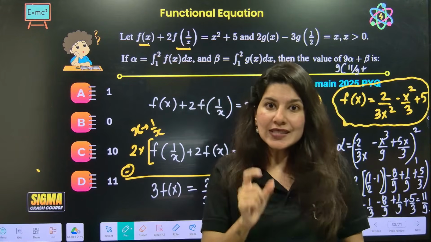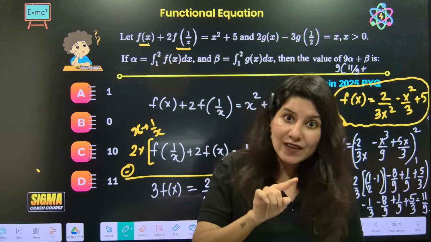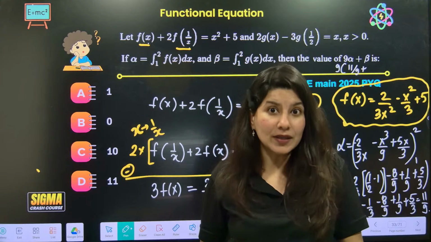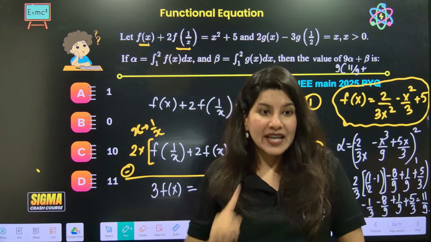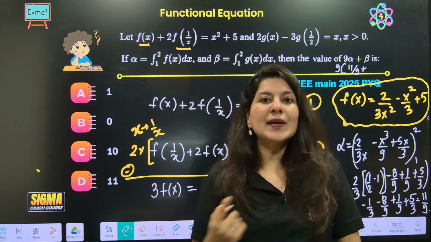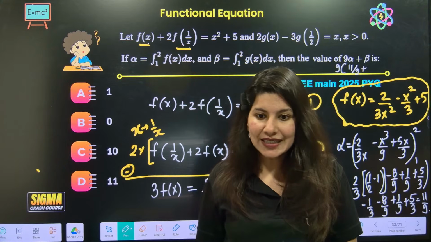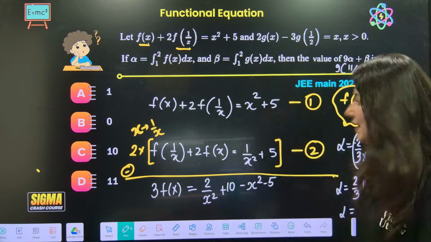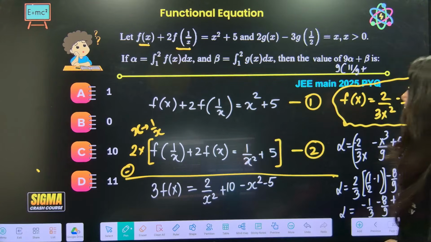The moment you see there is no standard equation and f of x and f of 1 by x is involved, then you have to go by replacement technique. Are you getting it? Yes? Okay, so alpha is coming like this.